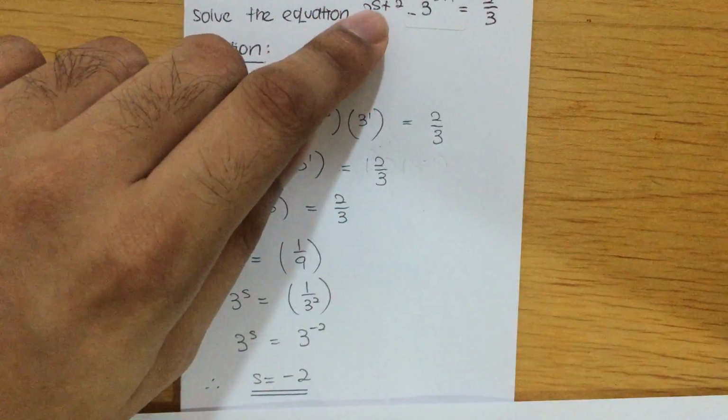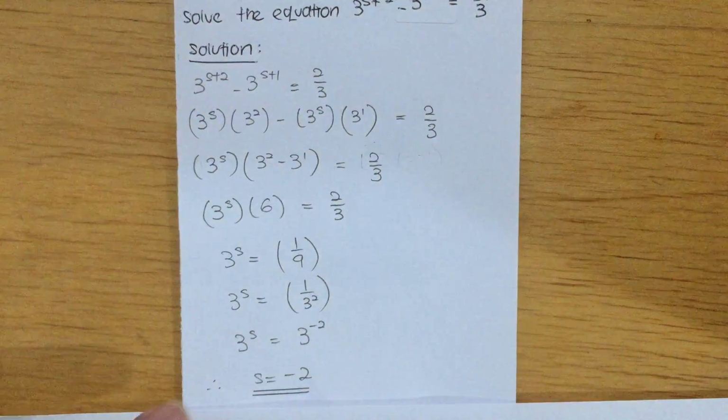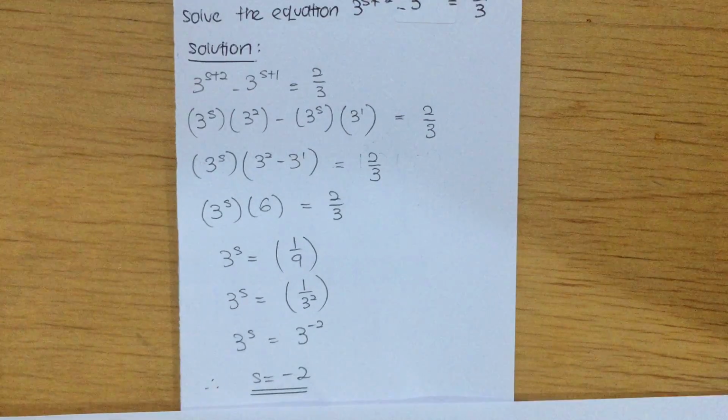So 3 to the power of s plus 2 minus 3 to the power of s plus 1 equals 2 over 3 is only satisfied when s equals negative 2.